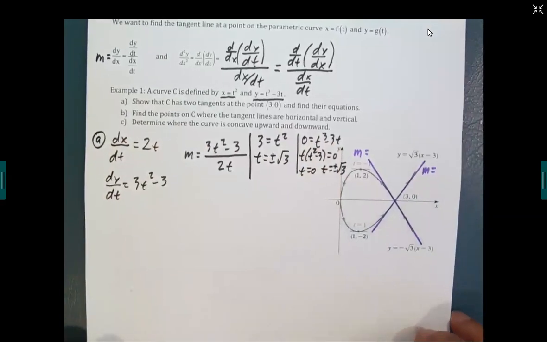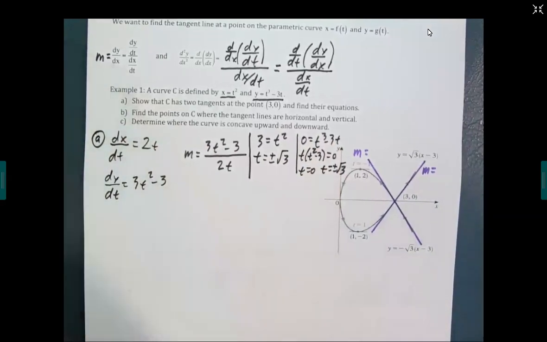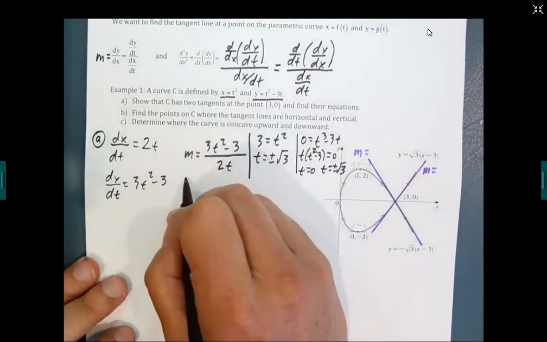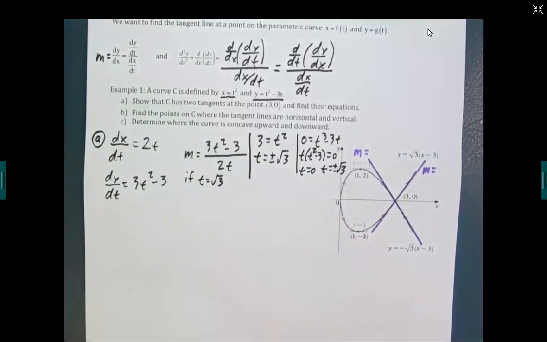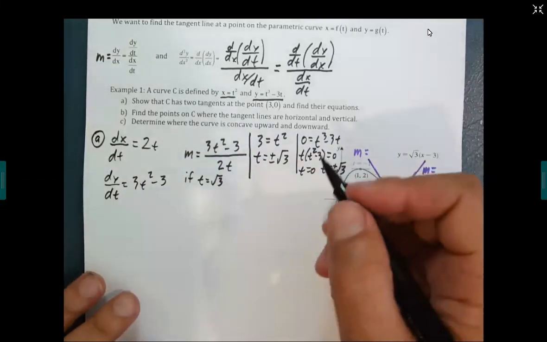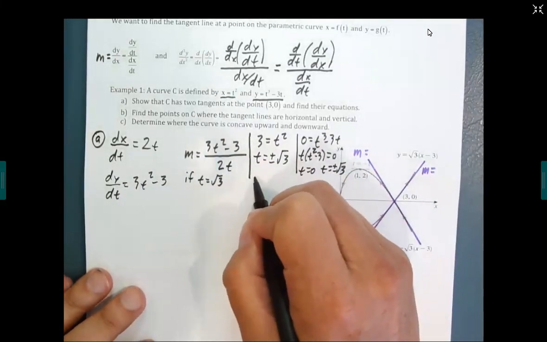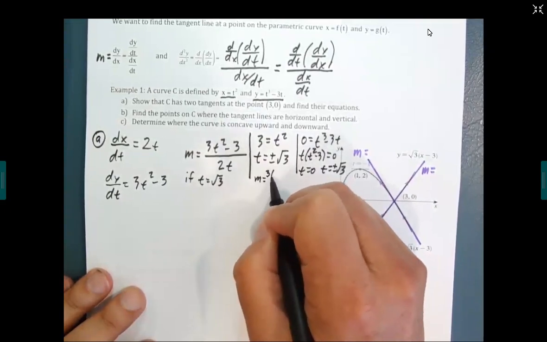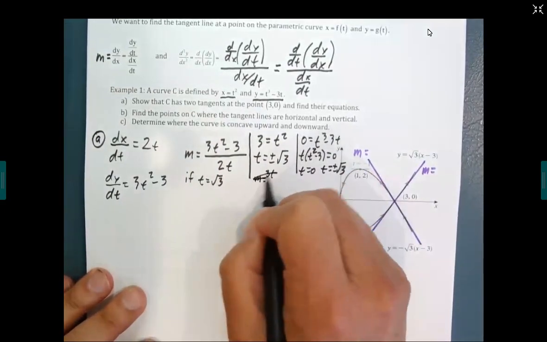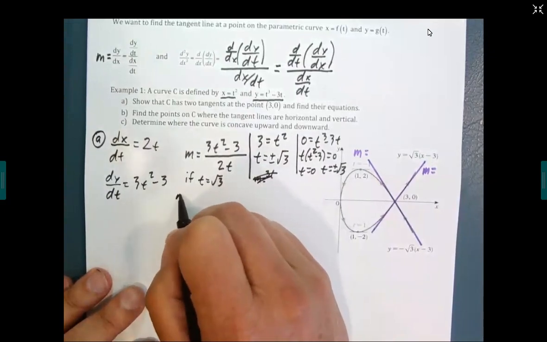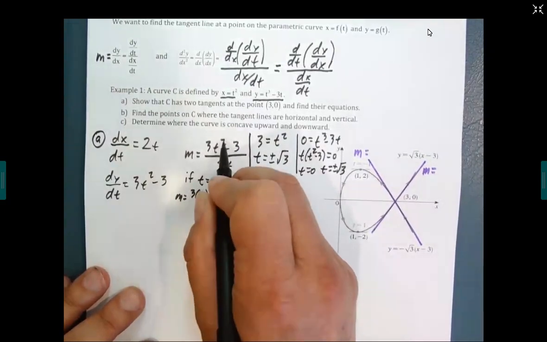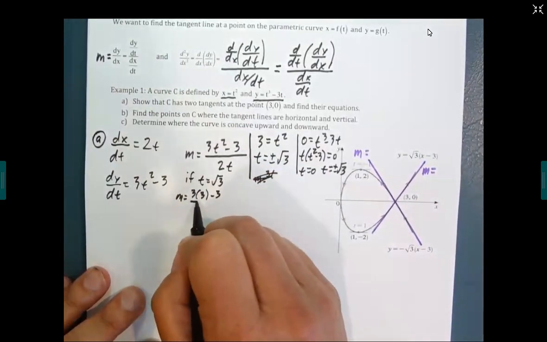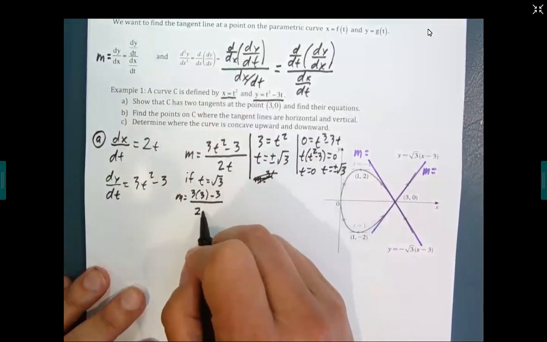We'll get to that. So what I'm going to need to do now is, if t equals root 3, then I want to see what the slope is. So m is going to be 3 times root 3 squared, which is just 3, because the radical and the square cancel, minus 3. Down below, we have 2 root 3.